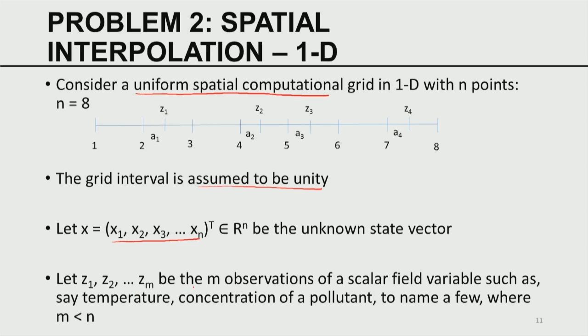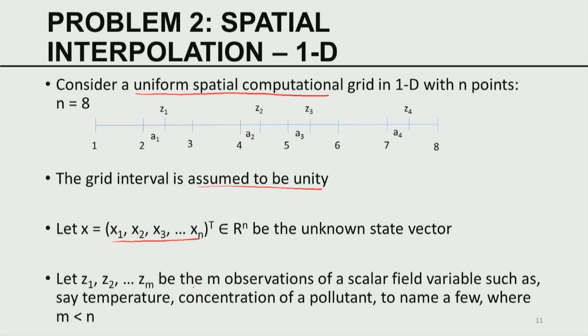Let there be m measurements of a scalar field. It can be, say, temperature, pressure, or concentration of a pollutant, to name a few. The only difference here is that I'm simply considering a spatial expanse of 1D. Why 1D? 1D is not practical; 2D, 3D are more practical. But to go to 2D and 3D, I would like to be able to solve a simple problem of 1D.